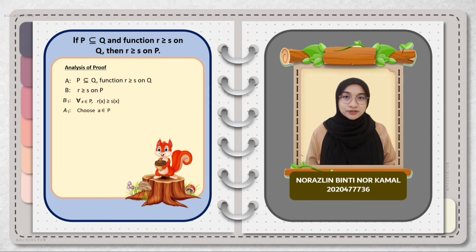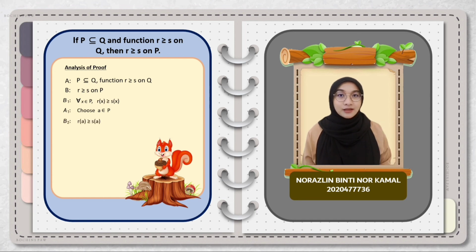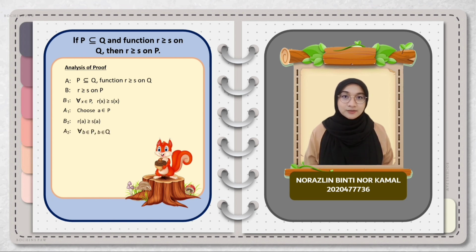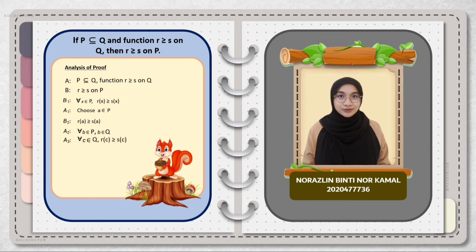A1 we need to choose because of the word for all x. Let's say a element of P. B2 substitute a into B1, so R(a) is greater than or equal to S(a). A2 define P subset of Q. For all b element of P, b is an element of Q. A3 we can do the same thing as A2 for R(x) is greater than or equal to S(x).